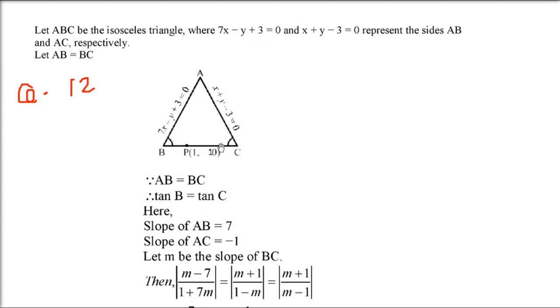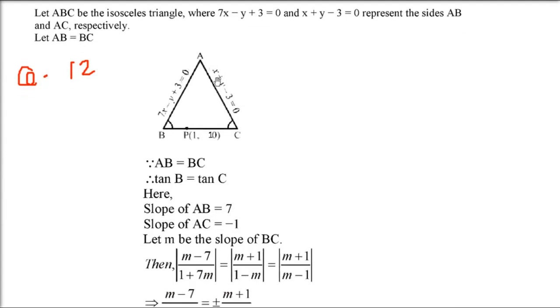So we have an isosceles triangle, so these two angles will be equal. These two line equations are given to you, so first of all, we need this point. And we have the line BC, which is passing through (1, -10). So these two sides are given. So how about the slope of AB and AC?